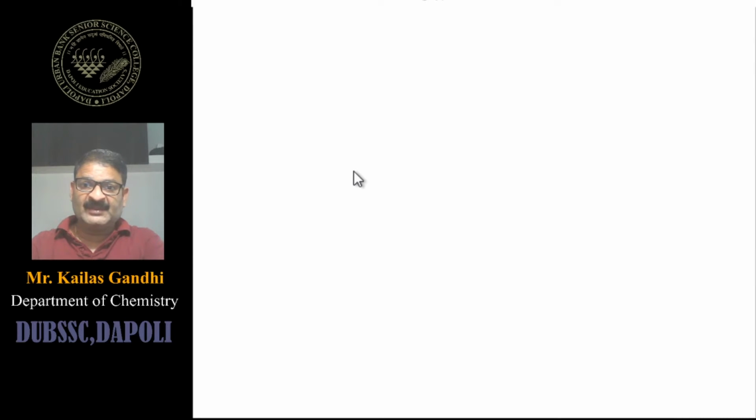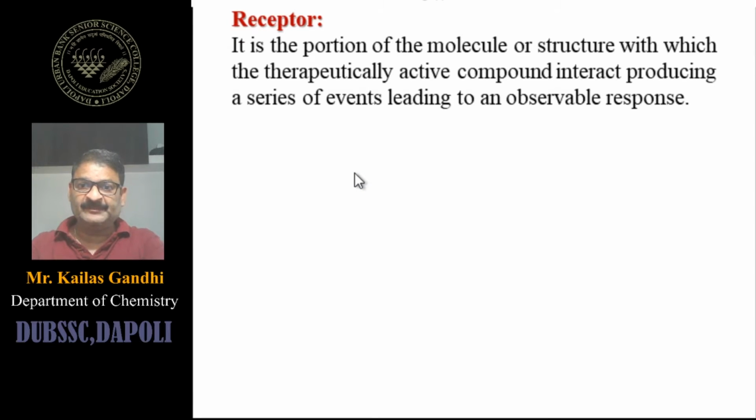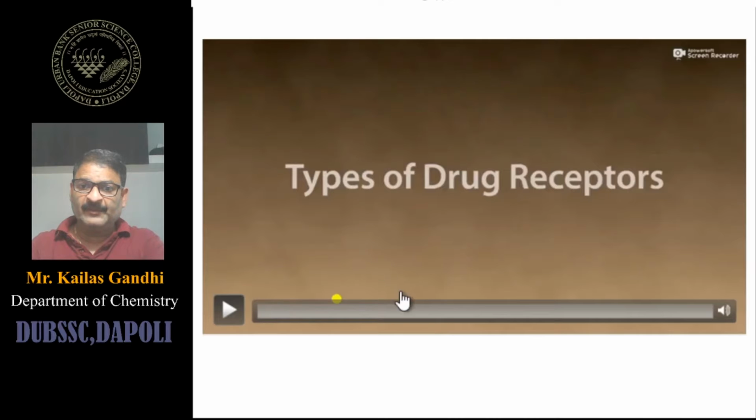So the first term is the receptor. A receptor is a portion of the molecule or structure with which the therapeutically active compound interacts, producing a series of events leading to an observable response. Means the receptor is a portion where the drug molecule gets attached, and after that there is some reaction which gives the physiological response. I am going to show you one video from which the idea of the receptor becomes clearer to you.